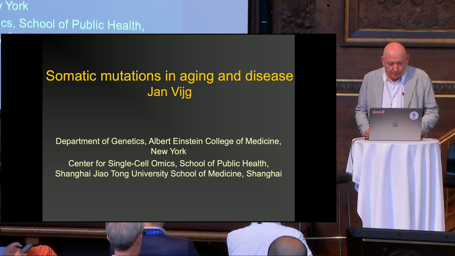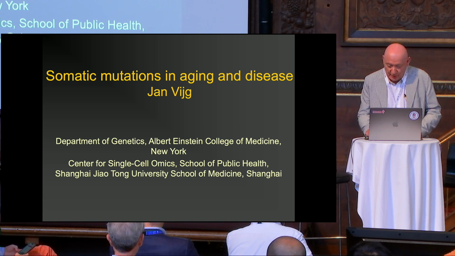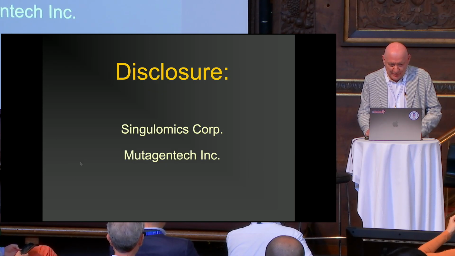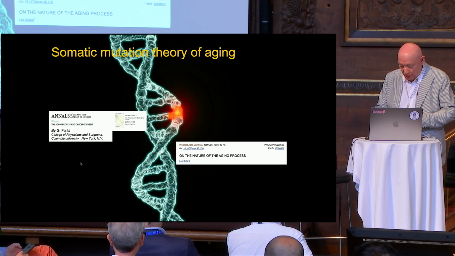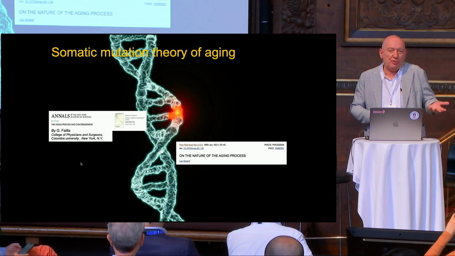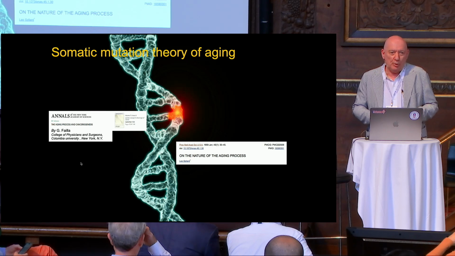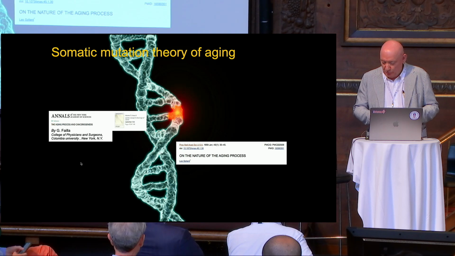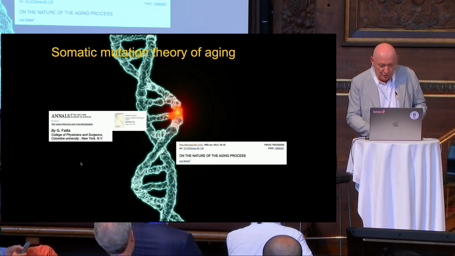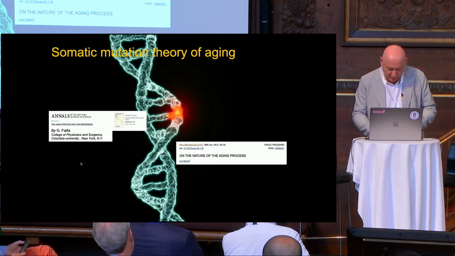So let's talk somatic mutations. I can't talk about anything else anyway, I guess. Now, this is a very old theory. Of course, it remains important, apart from interventions and translation. It remains important to think about causes of aging, I guess.